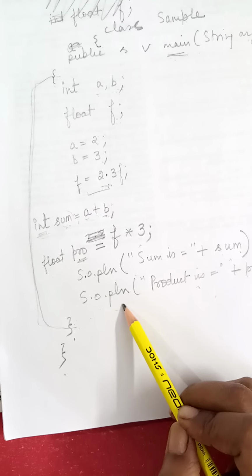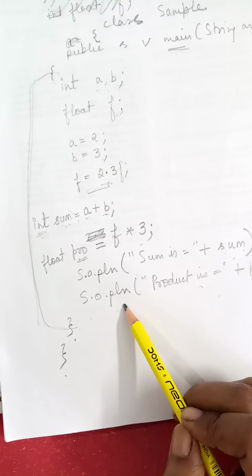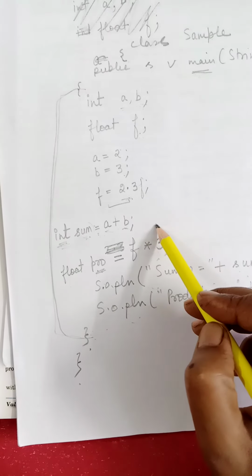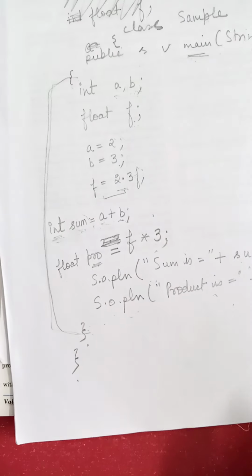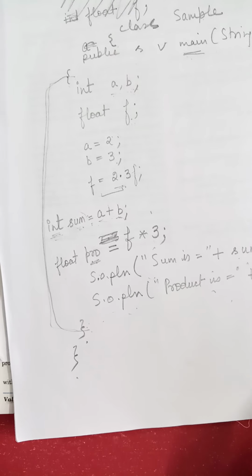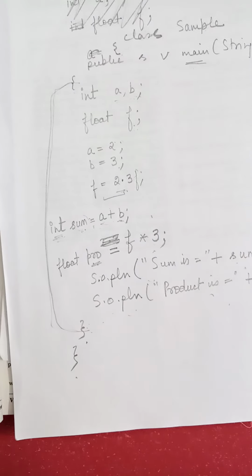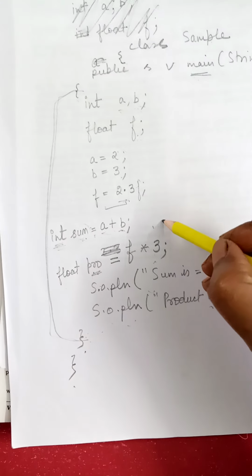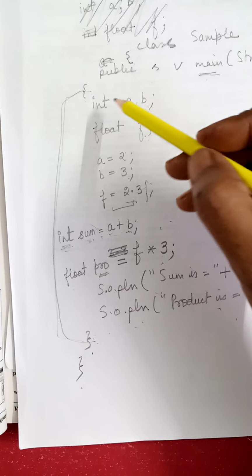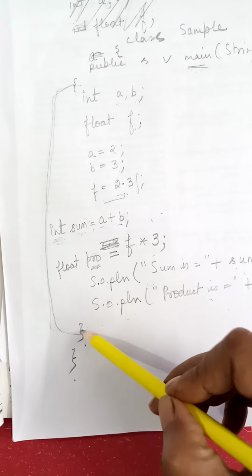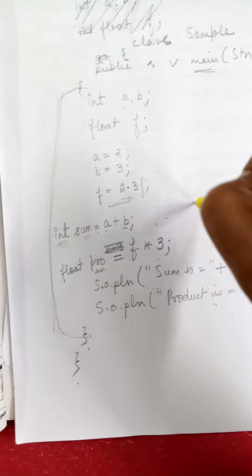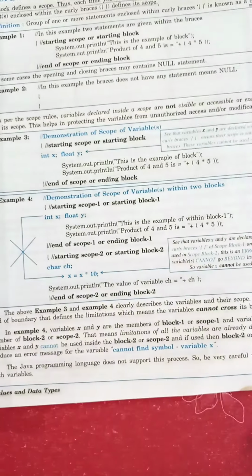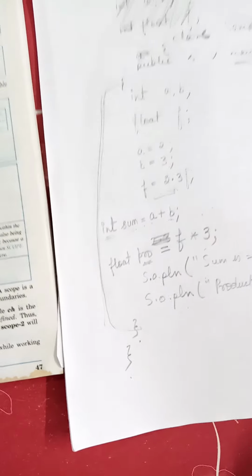Suppose in a program there are two functions, and you have taken variables a, b within one function. You can't use these variables in the second one. You will be taking separate variables, local variables belonging to that function. These variables will have scope within these curly braces, as you have declared them within these curly braces. So the scope of the variable will be within the curly braces where you have declared it.